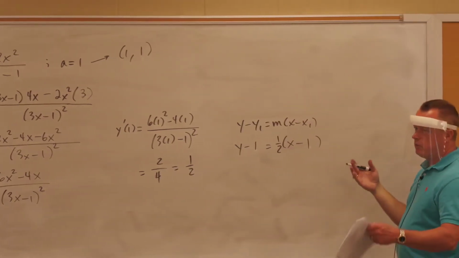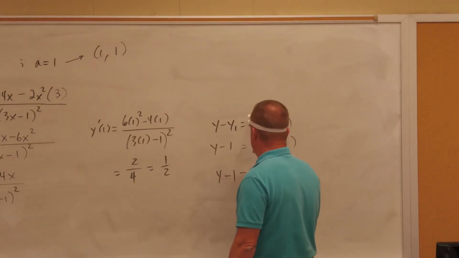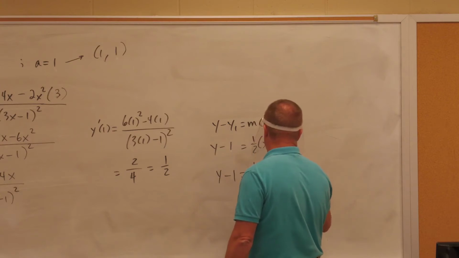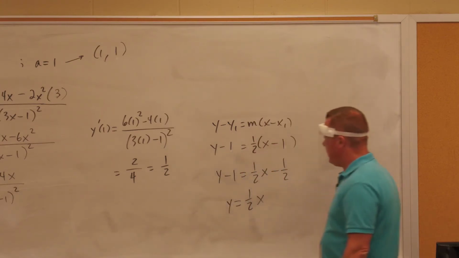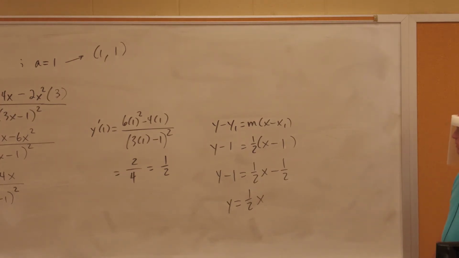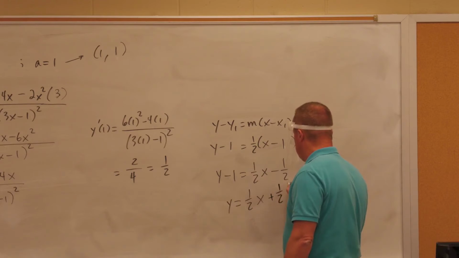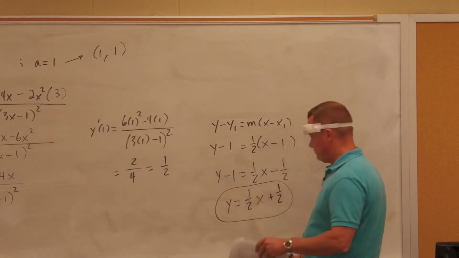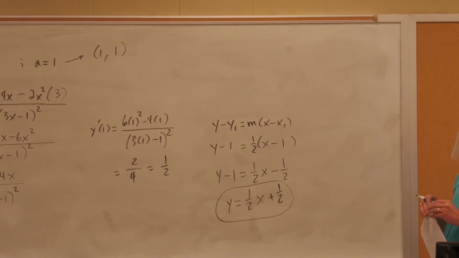Okay? Normally we put it in slope-intercept form or something similar, so let's do this. And then if I add 1 to both sides, negative 1/2 plus 1, that'll be positive 1/2. That should be my line. Okay? Questions about that?